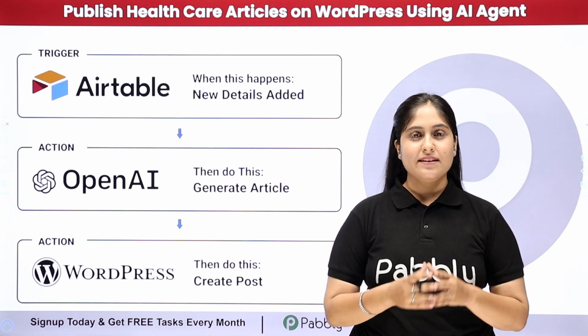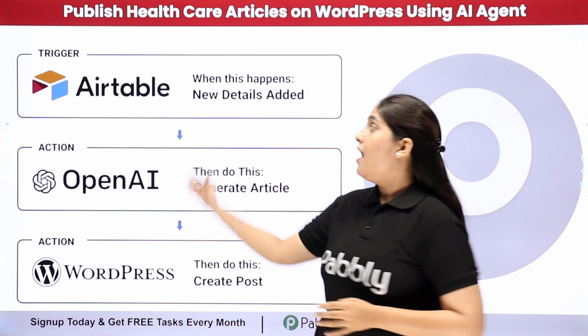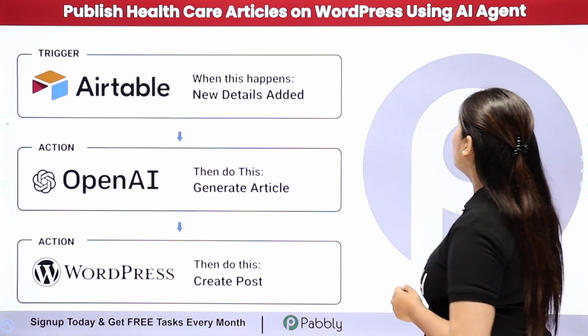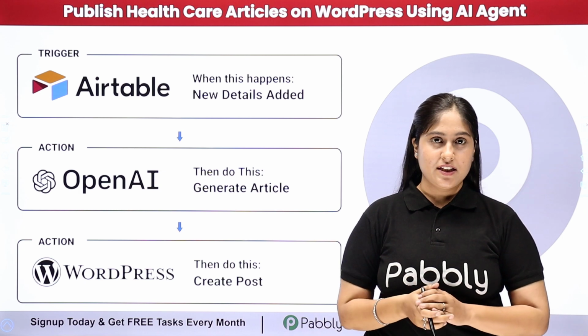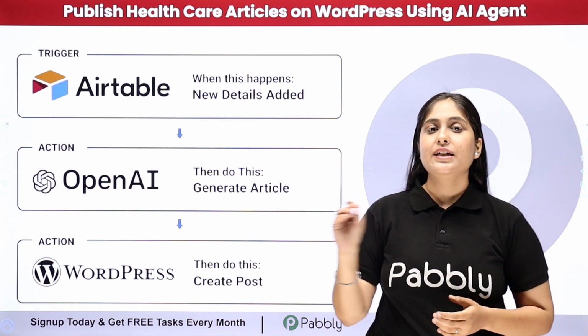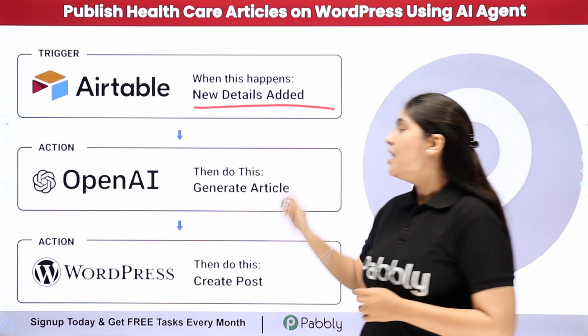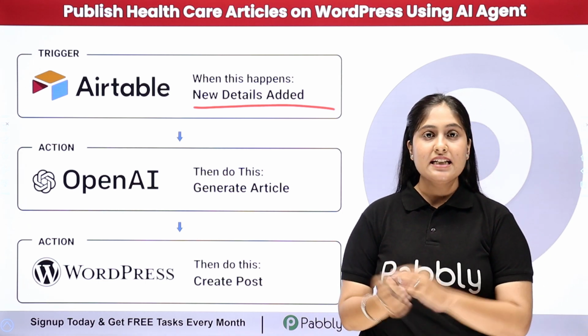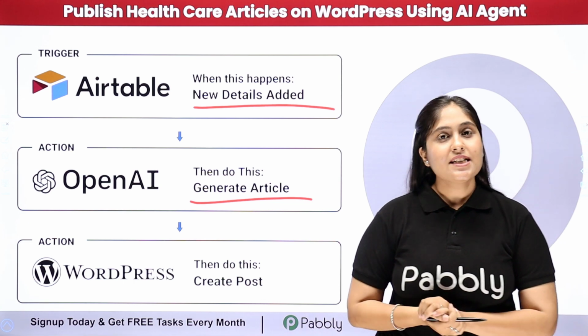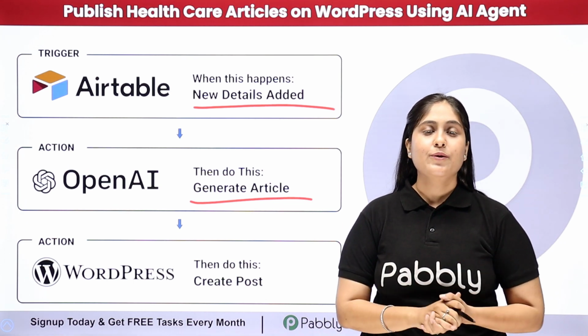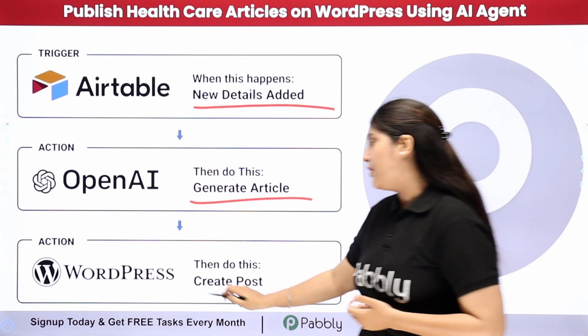Welcome back to Pabbly. In this video, we are going to understand how to publish healthcare articles on WordPress using an AI agent. So as a content creator, my objective is that whenever I add a new detail here on my Airtable account, then automatically using the details, OpenAI should generate the article. And after generating the article, that should automatically be posted as a new post on my WordPress account.